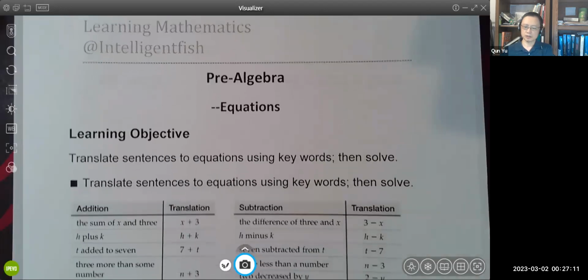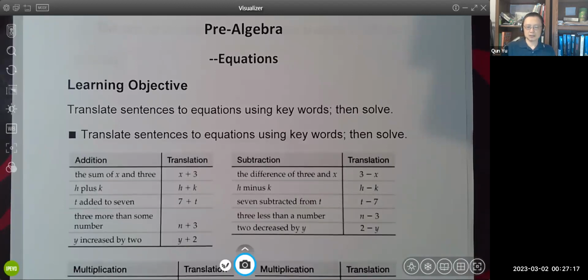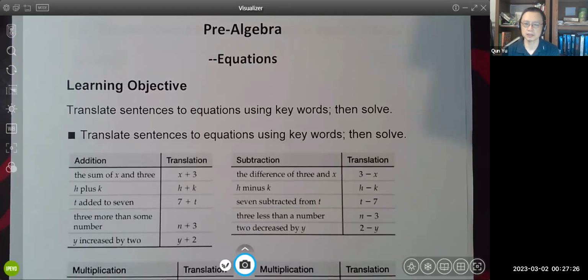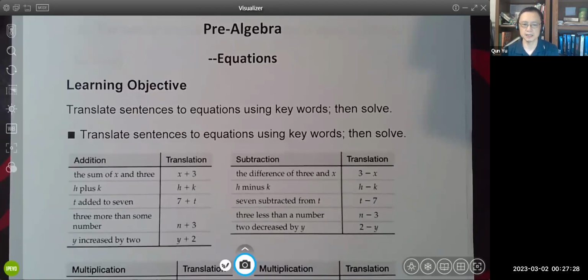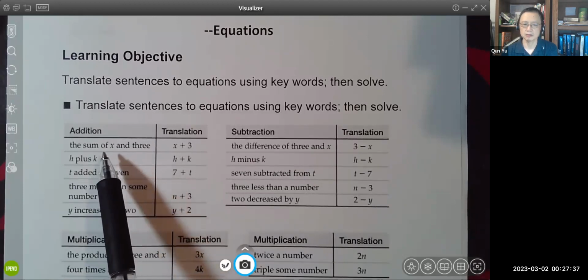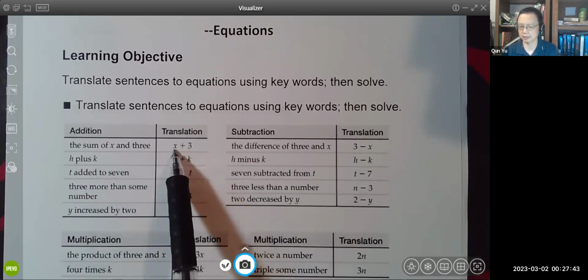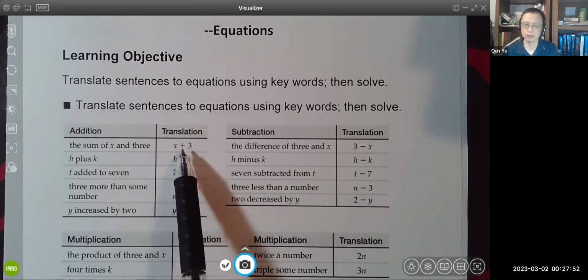Okay, now this is the only objective we have in this video. Here are some very basic translations, and everybody should be able to do. So let's take a look at it. For addition, we have several different ways to indicate we have an addition description. So the sum of two numbers, right? The sum of x and 3. So you add these two numbers together. Even though one of them is unknown, we use a variable to represent it. But ultimately, it's the sum between two parts. So you add them together.